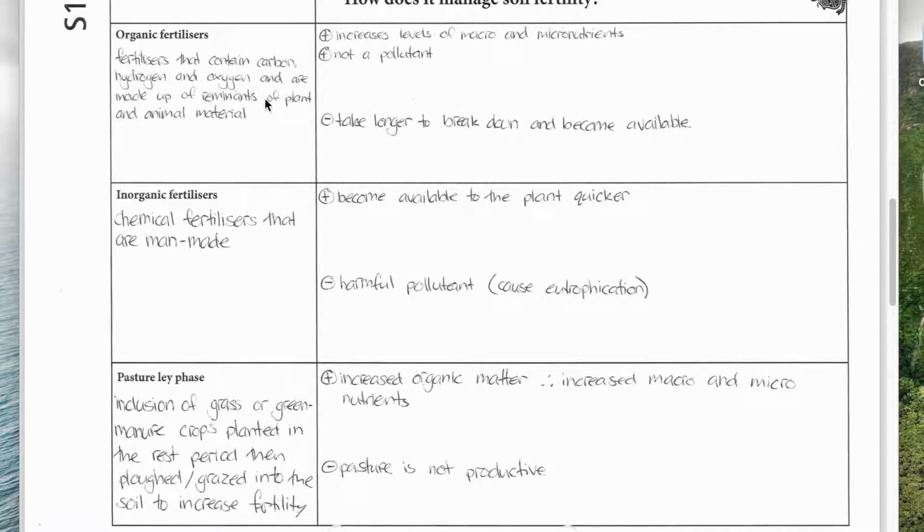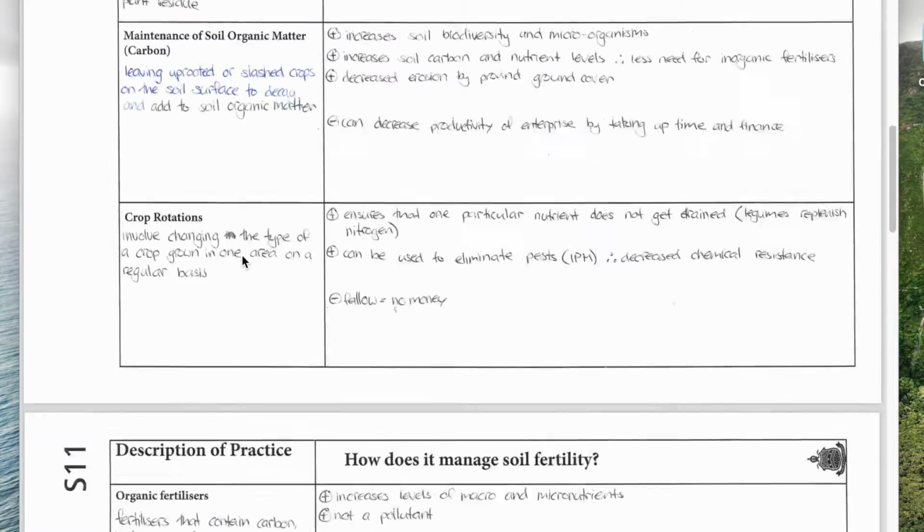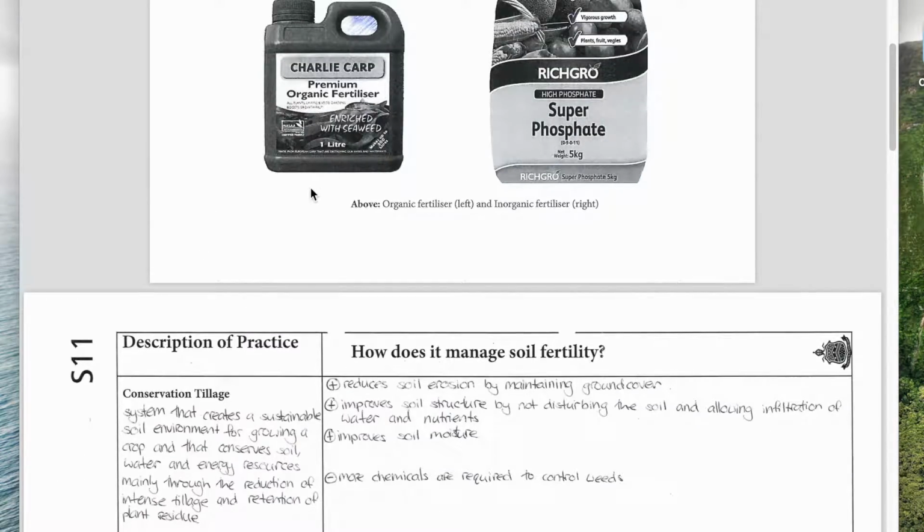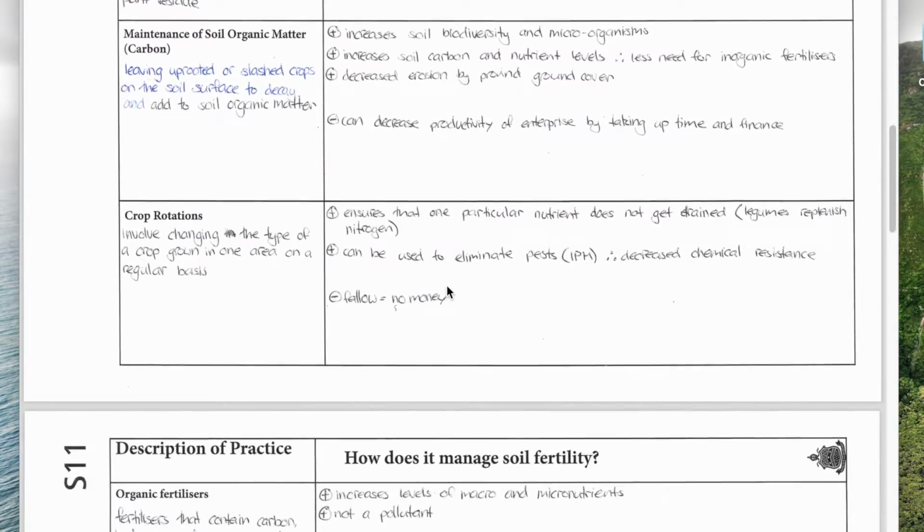So organic fertilizers are related to inorganic fertilizers. One of them is from living things, so they contain carbon, hydrogen, oxygen, and it's come from something that's living, whereas inorganic fertilizers are man-made. And I've already given you examples up here of Charlie Carp, which has got a range of macro and micronutrients in it, and superphosphate, which is just primarily phosphorus, which is one of the macronutrients that plants need.